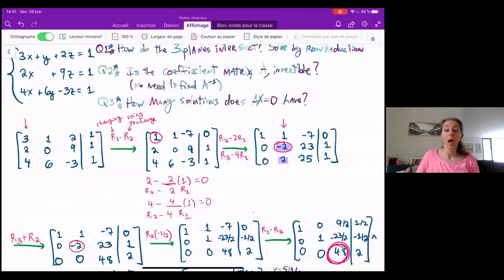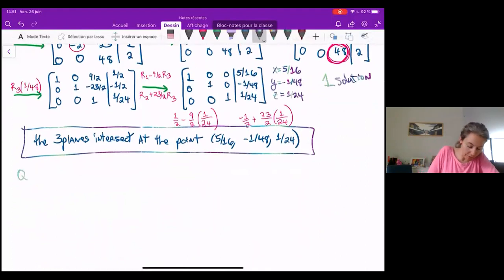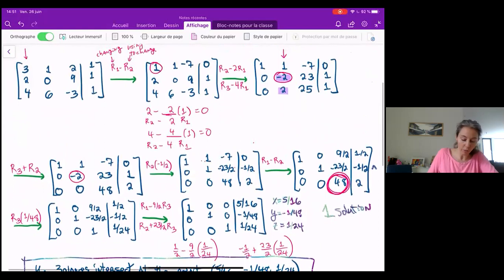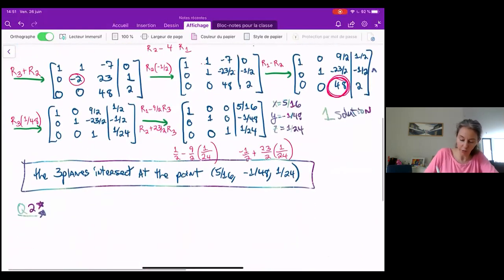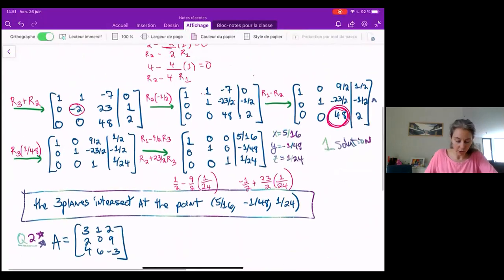Question 2. Is the coefficient matrix A invertible? There's no need to find A inverse. Well, we actually already have the answer to that. We can think about this in two different ways. So first, let's remind ourselves that the coefficient matrix is just the matrix of coefficients from this. So A is equal to 3, 1, 2, 2, 0, 9, 4, 6, -3. And let me just double check I got that right.